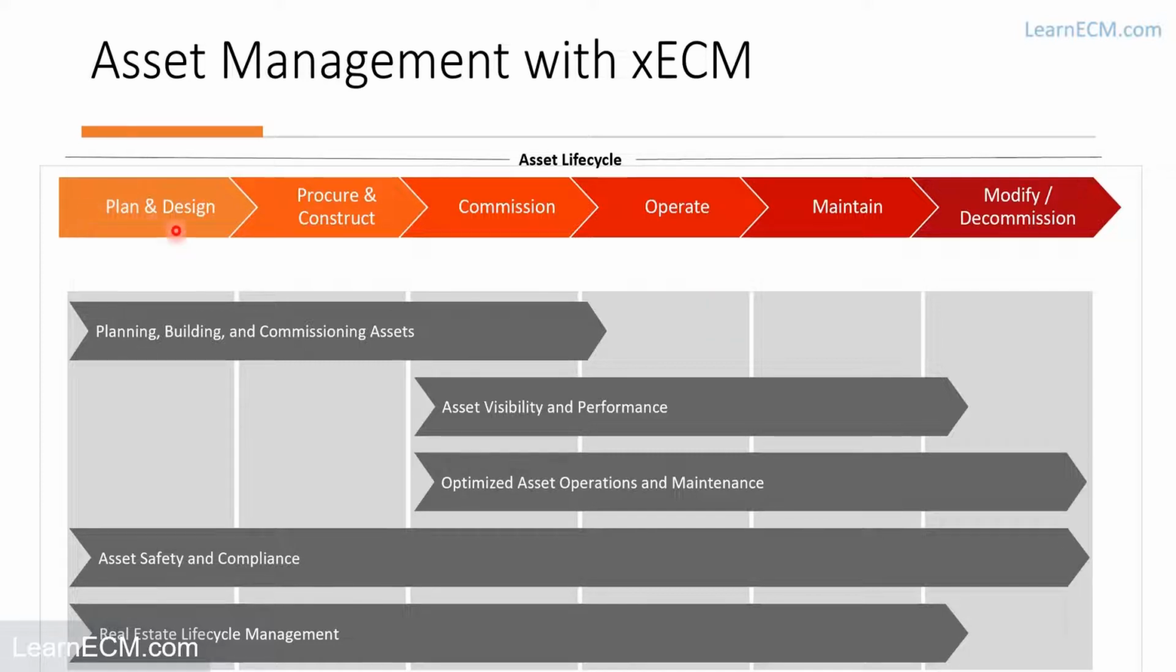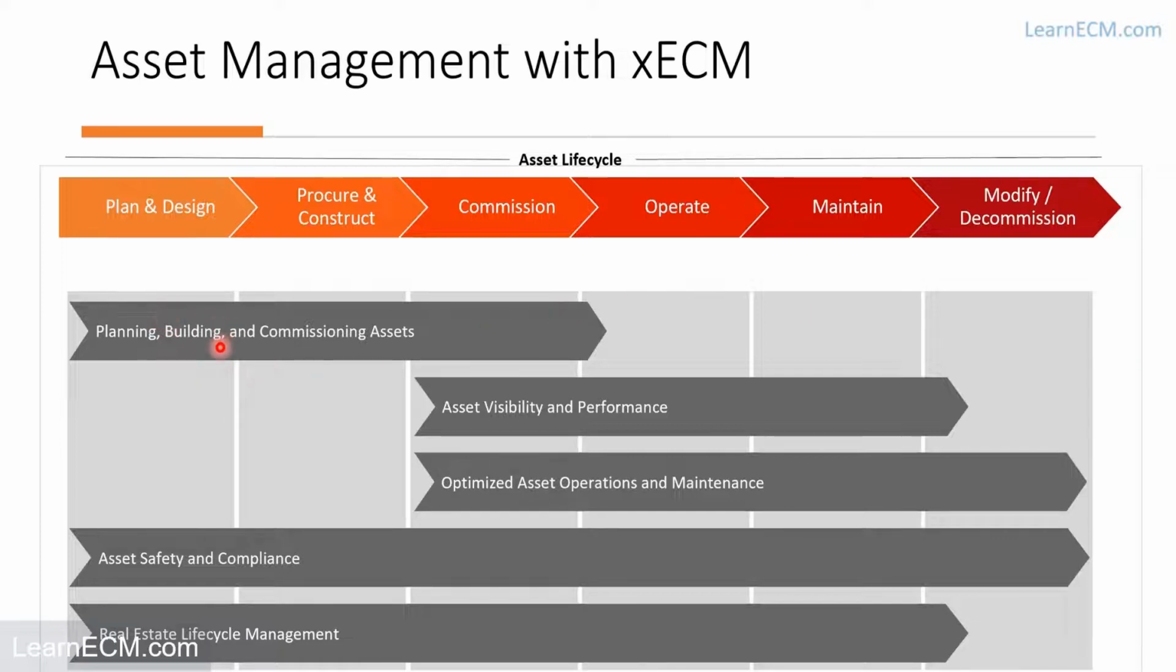We start with plan and design. Then the next phase in an asset lifecycle is to procure and construct. Then the commissioning will happen, so the asset will be live and will be used. Then there will be a team who will operate and maintain that particular asset. There will be periodic changes to the documents related to these assets. And after that, once the cycle is complete, then we'll either modify or decommission the particular asset.